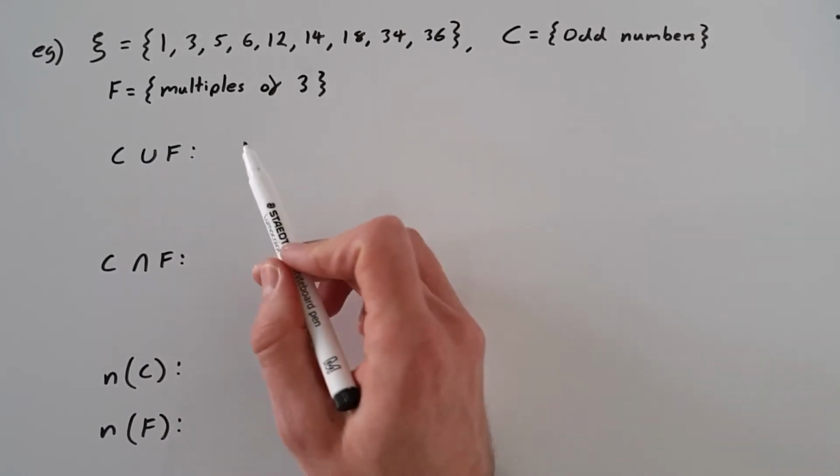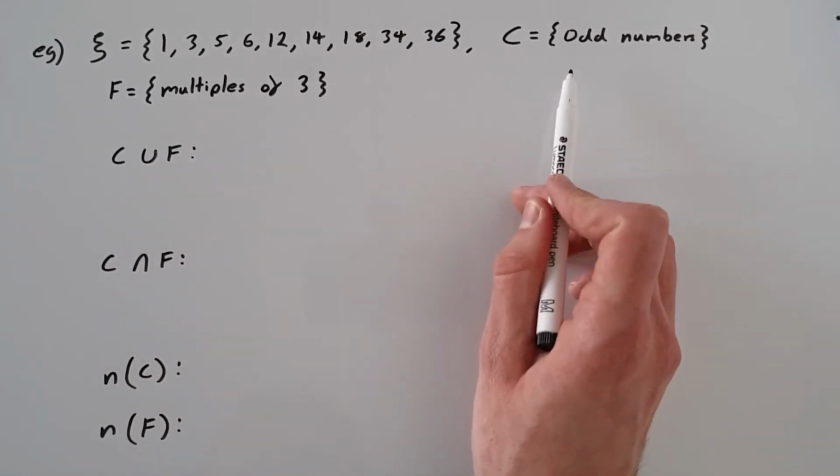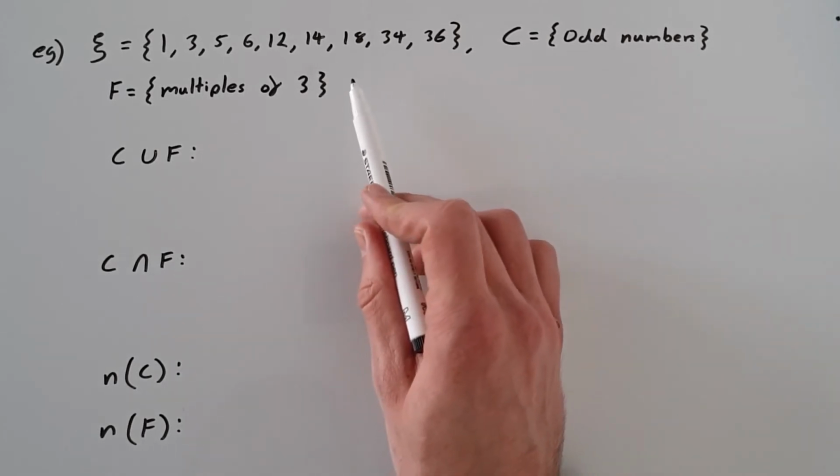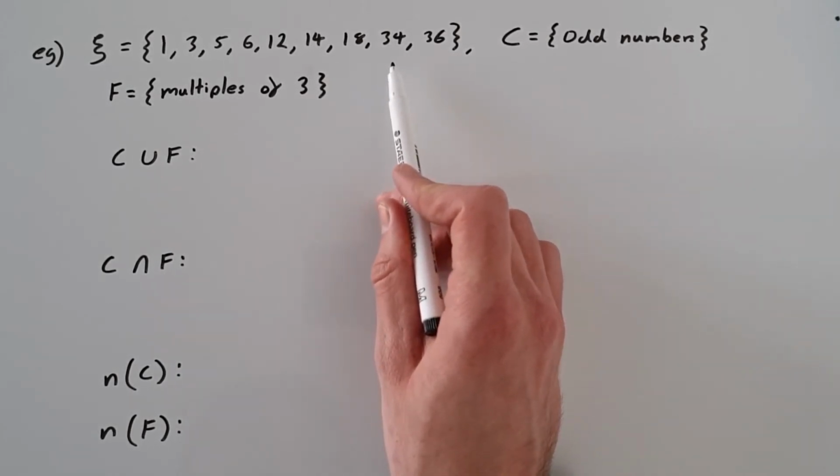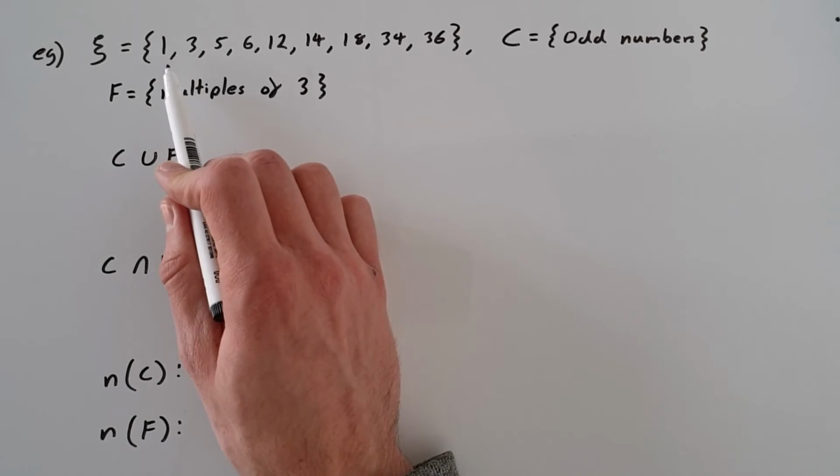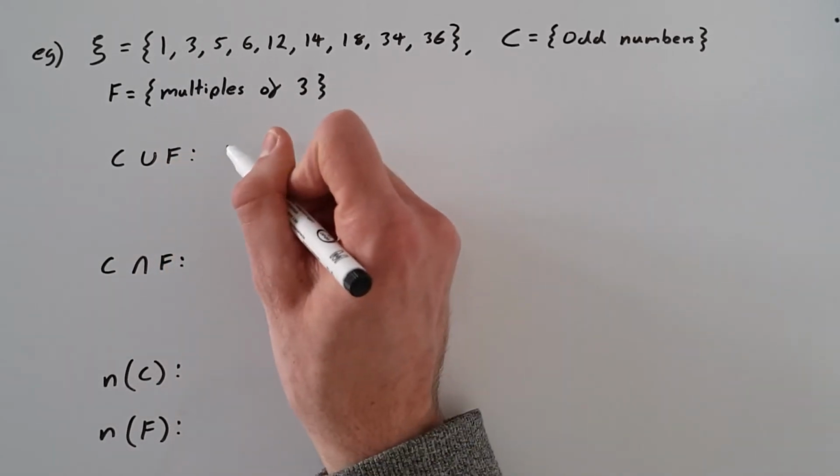So let's do that then. Our set C is for odd numbers. So straight away we know that all the odd numbers in this set are included. The first three, 1, 3 and 5 are all odd numbers, so they're in straight away.